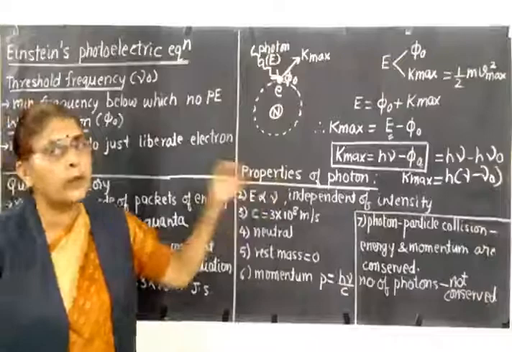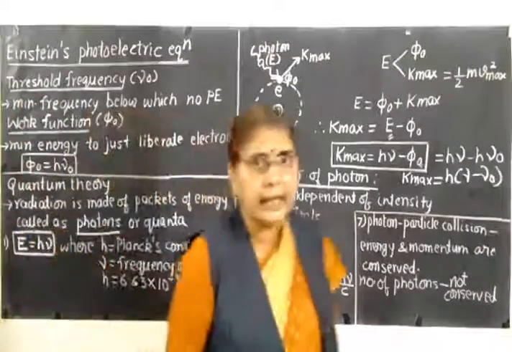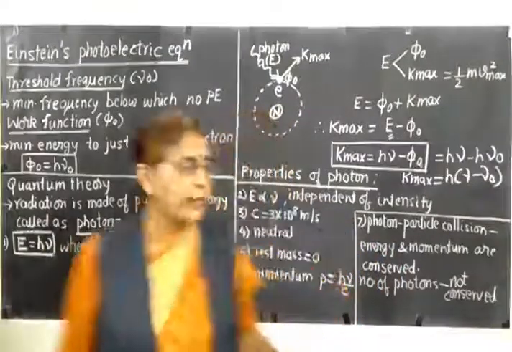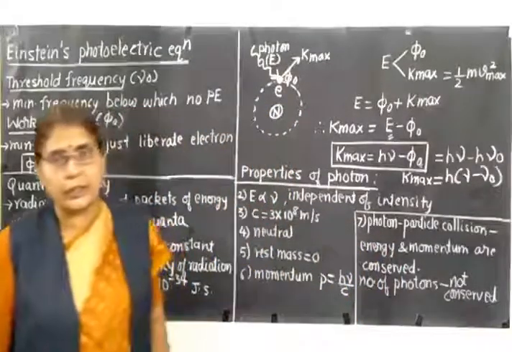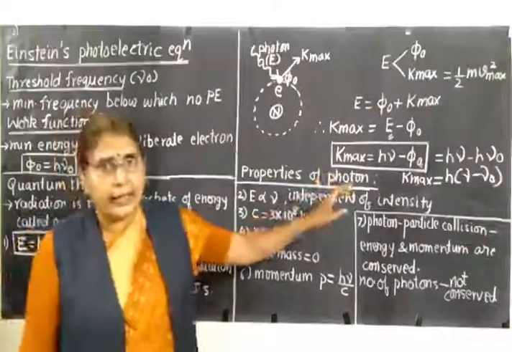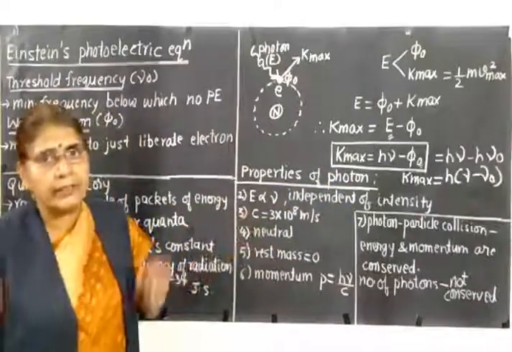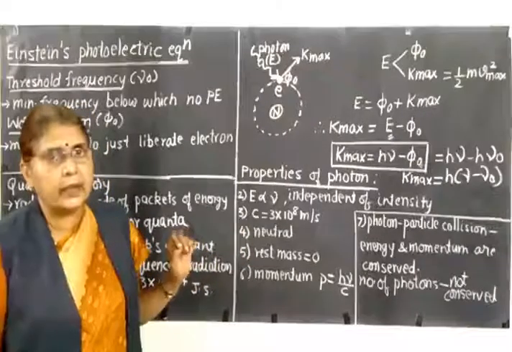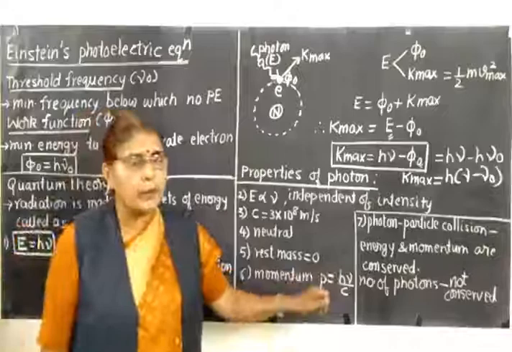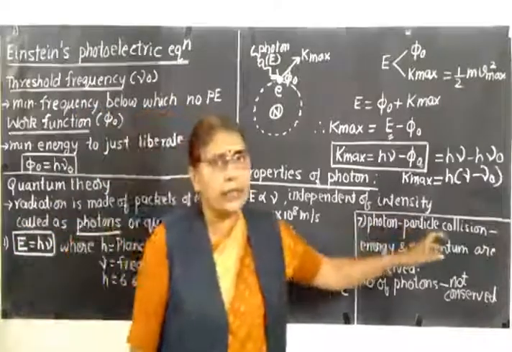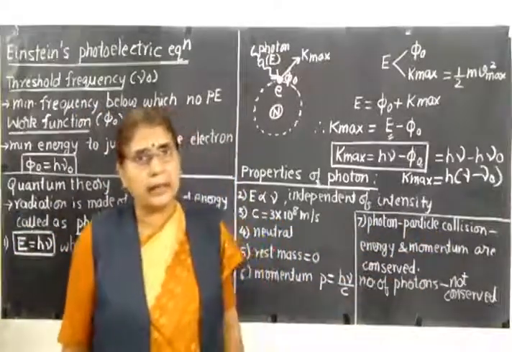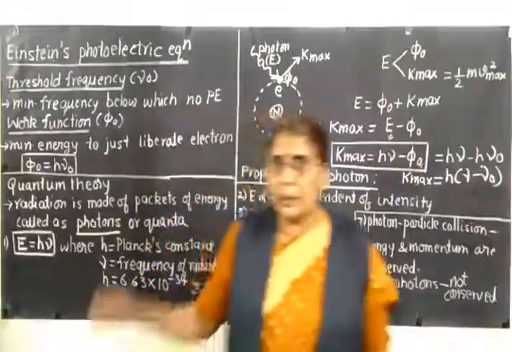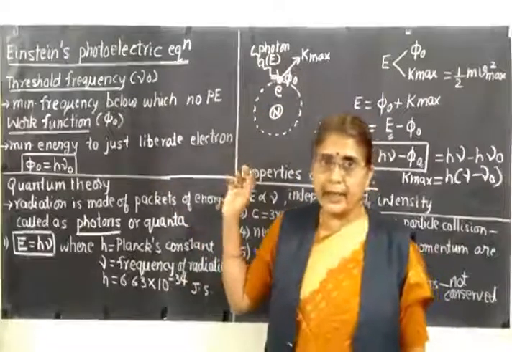Then we have written down some properties of a photon. What are the properties? Energy of a photon is given as E equals h nu. It shows that energy is directly proportional to frequency but independent of intensity. Then photon travels with the velocity of light. It is a neutral particle. Its rest mass is 0. The momentum is given as h nu upon c. And in a photon particle collision, energy and momentum are conserved, but number of photons is not conserved. So both the points are important from your exam point of view.